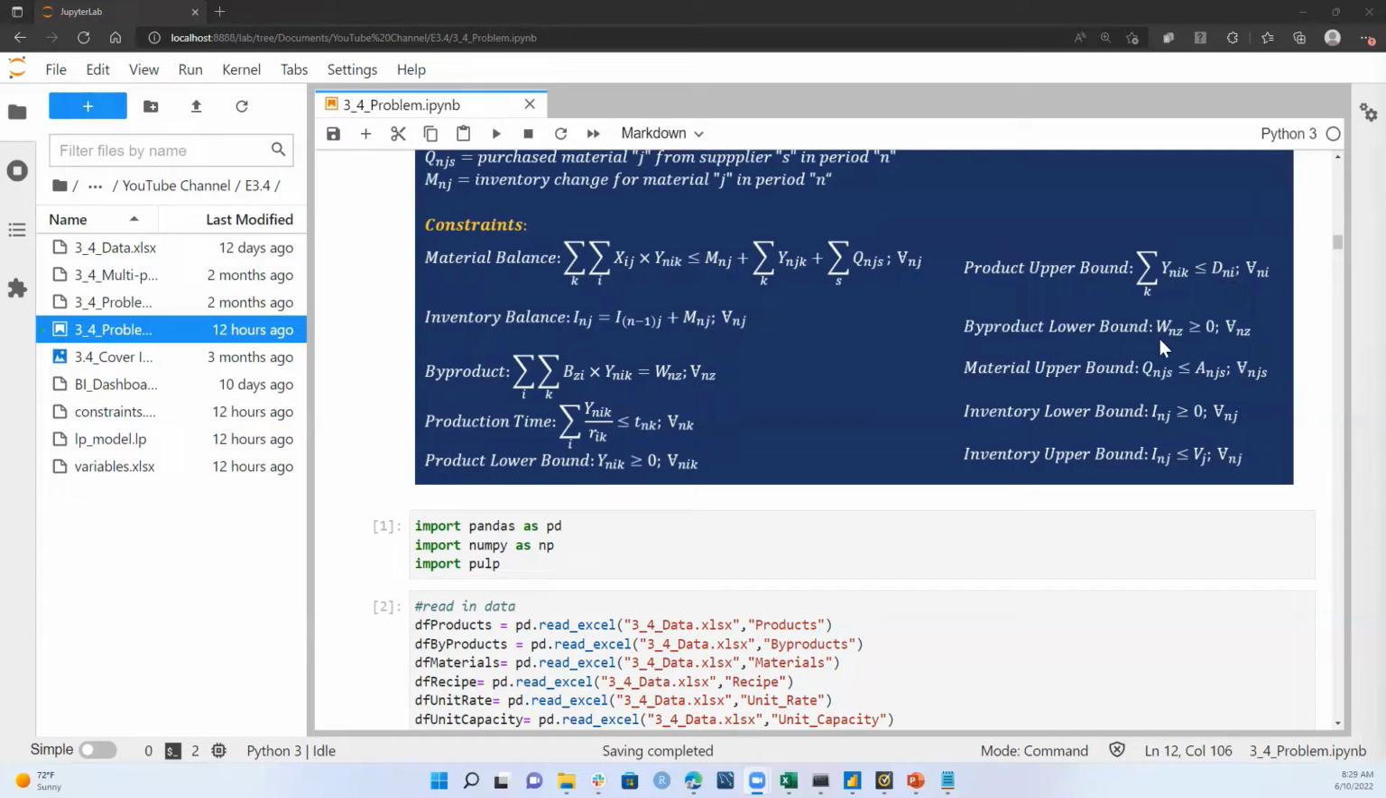Our byproduct lower bound, similar to the product lower bound, just says that we can't have a negative production of byproducts. So all of our W sub NZ decision variables have to be greater than or equal to 0.